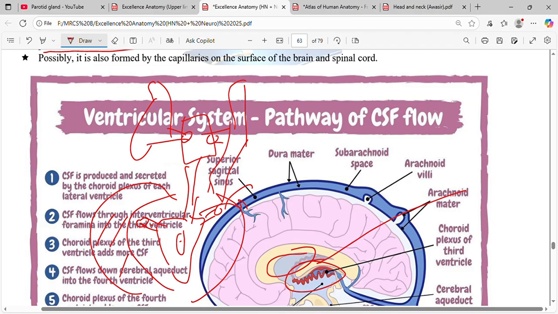Okay, so they have their own choroid plexus, but mainly it comes from the choroid plexus of the lateral ventricles, though some can be contributed by the third and fourth ventricle as well.